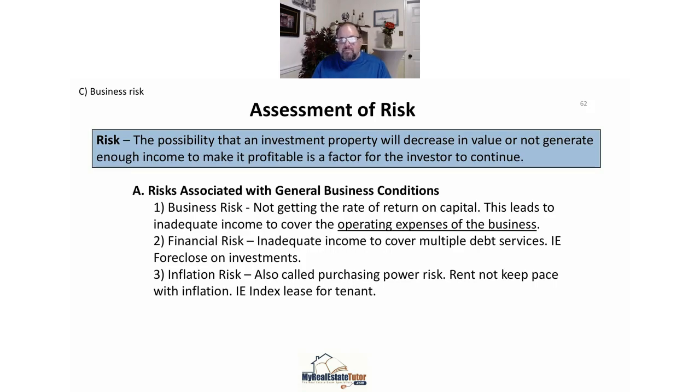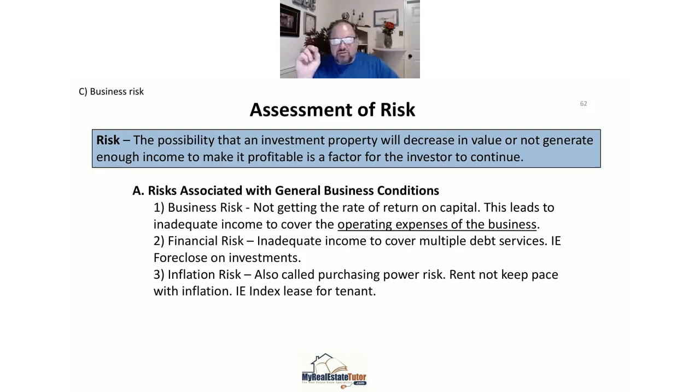This is pre-planning. Okay. Now, what are risks that are associated with the general business industry or general business category? We've got business risk, financial risk, inflation risk, to name just a few. Okay. When we talk about business risk, we're not getting the rate of return on the capital. In other words, cash on cash return. Okay. Inadequate income to cover operating expenses of the business. Okay. So we're talking about business risk there, which is the answer. Okay. So you've got an investment and you're not getting the return that you need to pay your expenses. Okay. Financial risk, inadequate income to cover what? Multiple debt services. So what ends up happening on this risk is foreclosure.